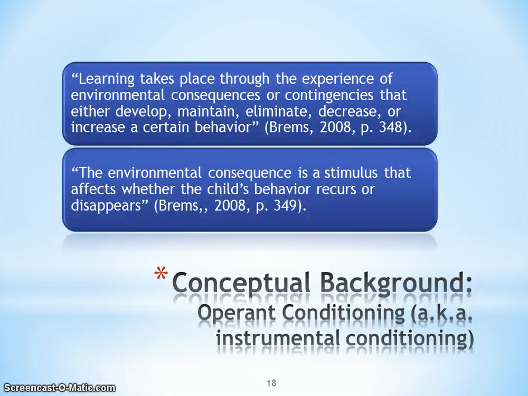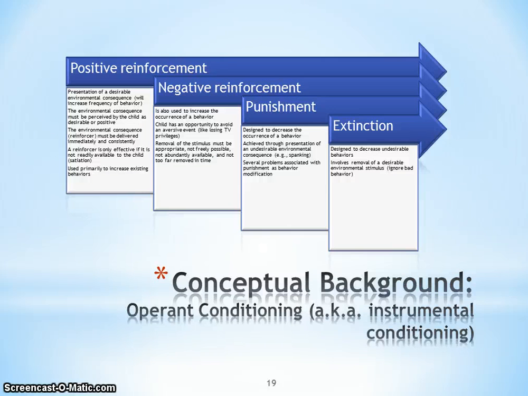Second, Brims discussed operant conditioning. In this theoretical model, learning takes place through the experience of environmental consequences or contingencies that either develop, maintain, eliminate, decrease, or increase a certain behavior. Operant conditioning is widely used in settings with children.